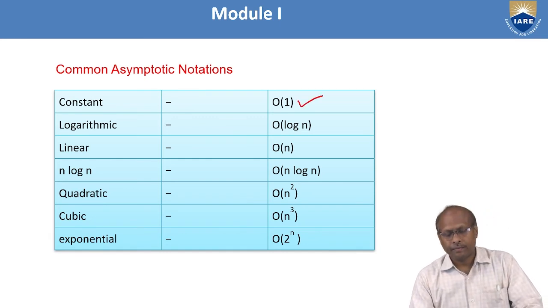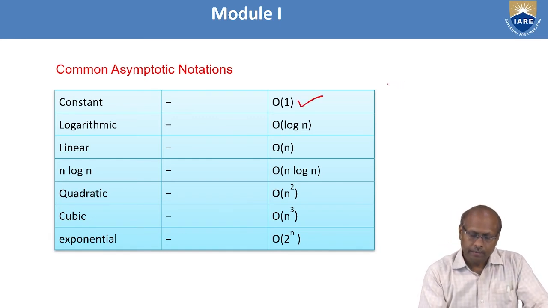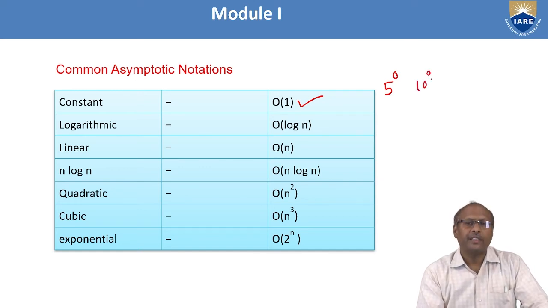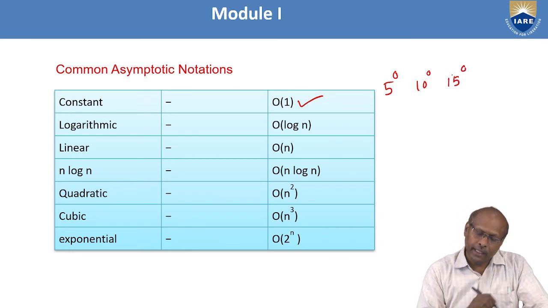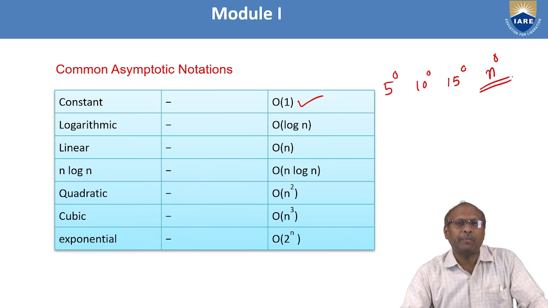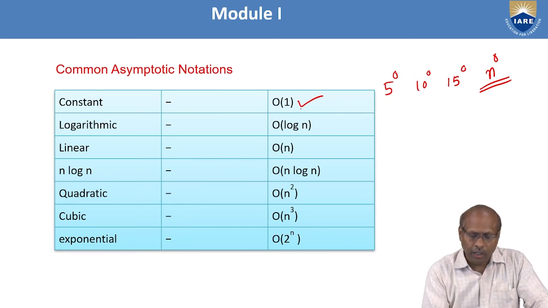For example, I may ask, what is the time required to find 5 to the power 0? The answer is 1. If I ask 10 to the power 0, it is always 1 only. If I ask 15 to the power 0, always 1 only. That means for every number, n to the power 0 is always 1 only. Fixed. That means the program requires always constant time. So I can say it is order of 1.